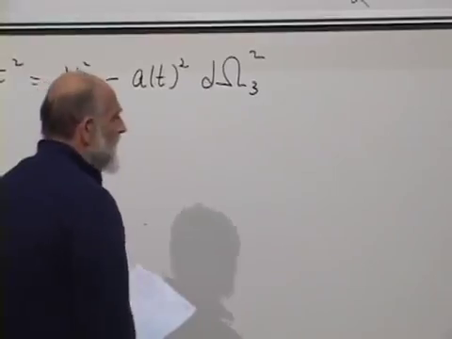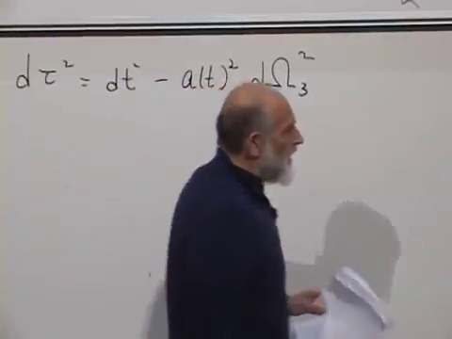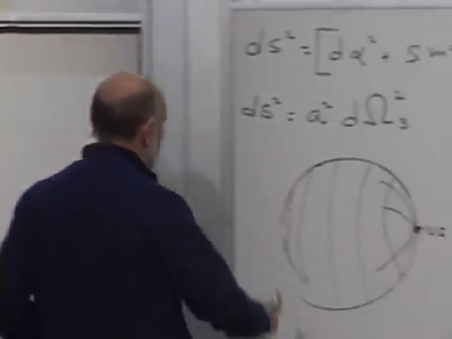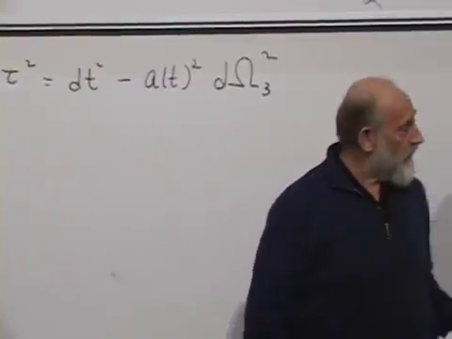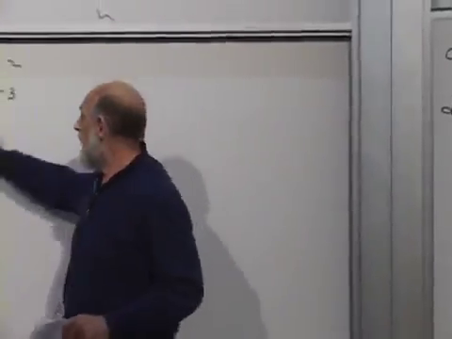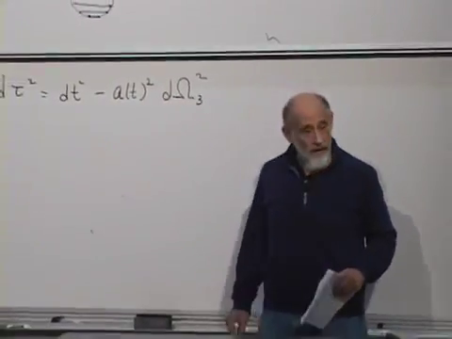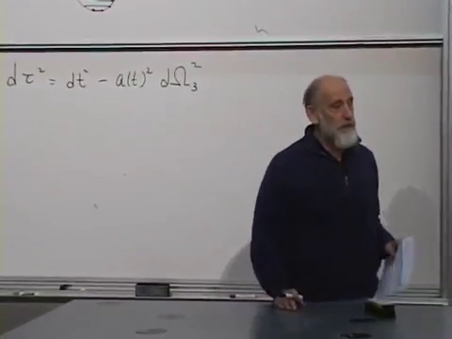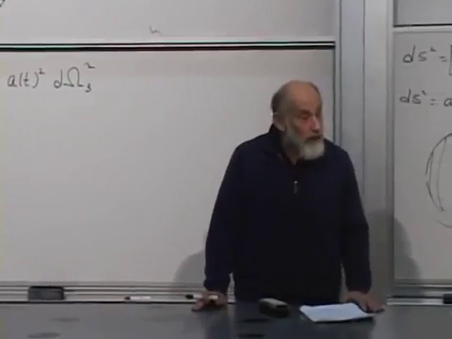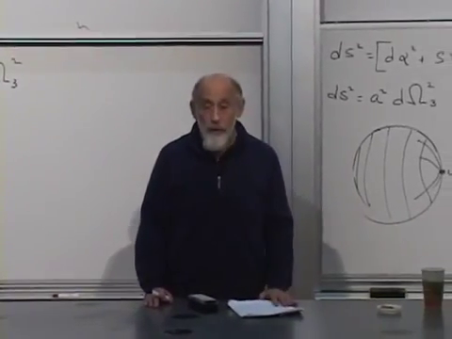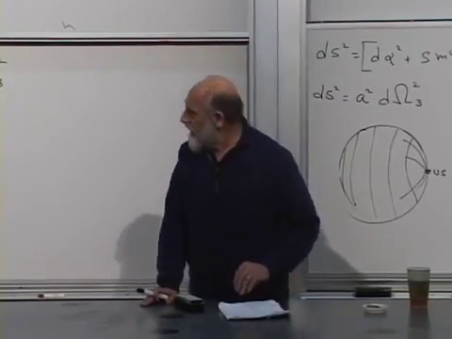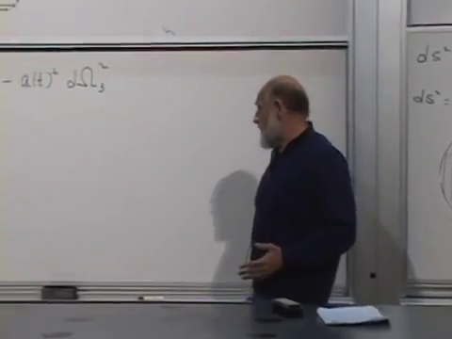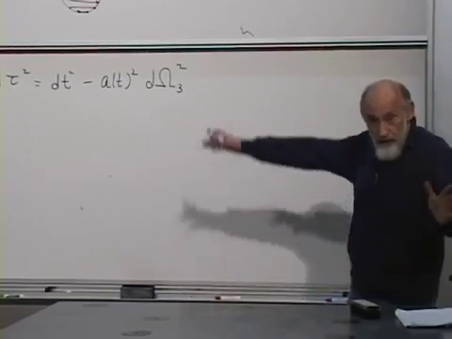Here's the metric. We can plug in d omega 3 times a of t squared. The only difference now between this and this is that a is time dependent and represents the time dependence of the radius of the universe, if you like, the spatial radius of the universe. This geometry is very simple, that's all there is to it.